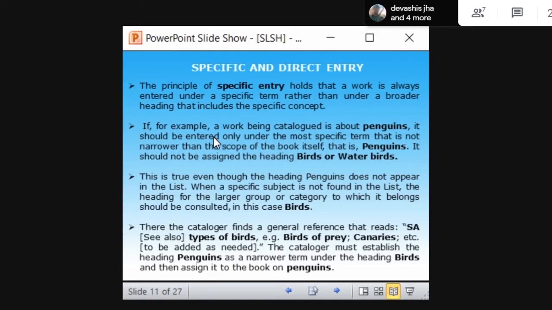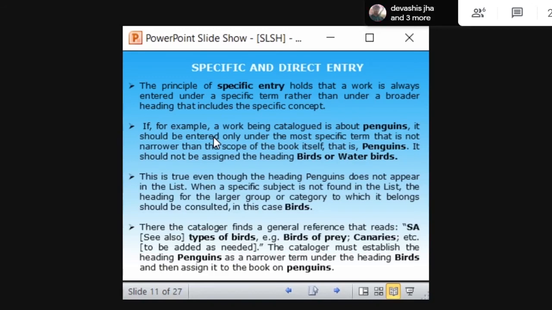If penguins is not in the SEAR list, when a specific subject is not found, what do we have to do? We have to put it under the broader heading. Here the broader heading is birds. Okay, so under birds, the reference reads "see also types of birds, birds of prey, canaries", which can be added as needed. If it is needed, you can add this.